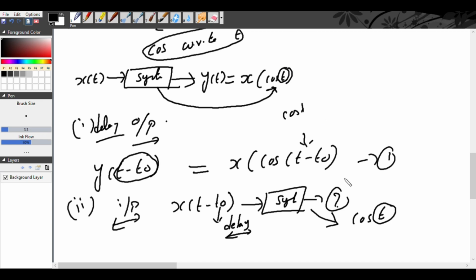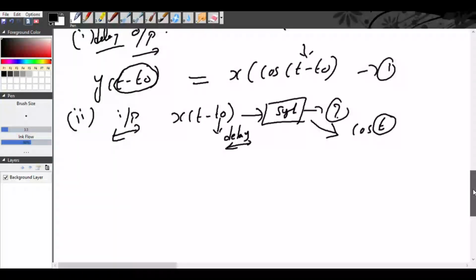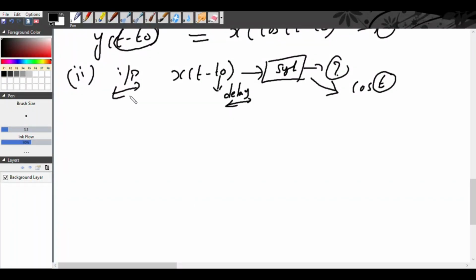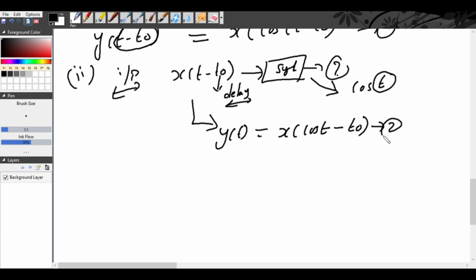So what can I write as the output now for this particular case? For this particular case the output will be y of t is equal to x of cos t minus t naught. This is equation number 2.